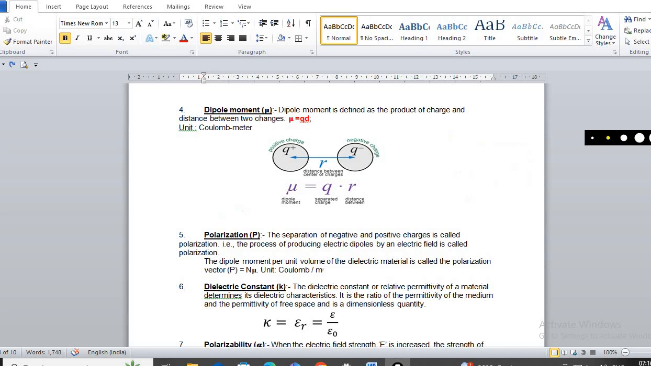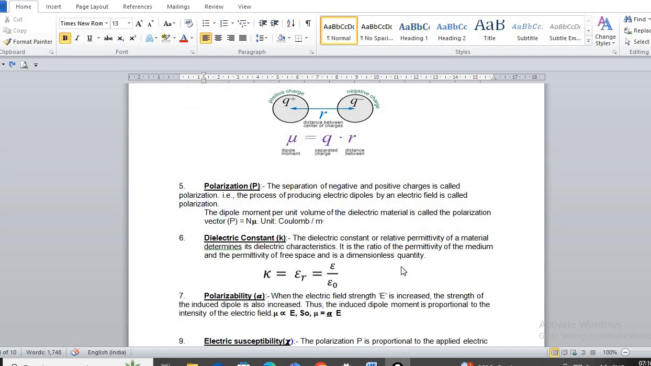Now, dielectric constant. So what is the dielectric constant? In a simple way, the dielectric constant, or relative permittivity, determines the dielectric characteristics of a material. It is the ratio of the permittivity of the medium to the permittivity of free space, and it is a dimensionless quantity. You can represent it by kappa or by epsilon r, where r denotes the relative one. So you have the relative permittivity of that particular material in comparison to the vacuum one.